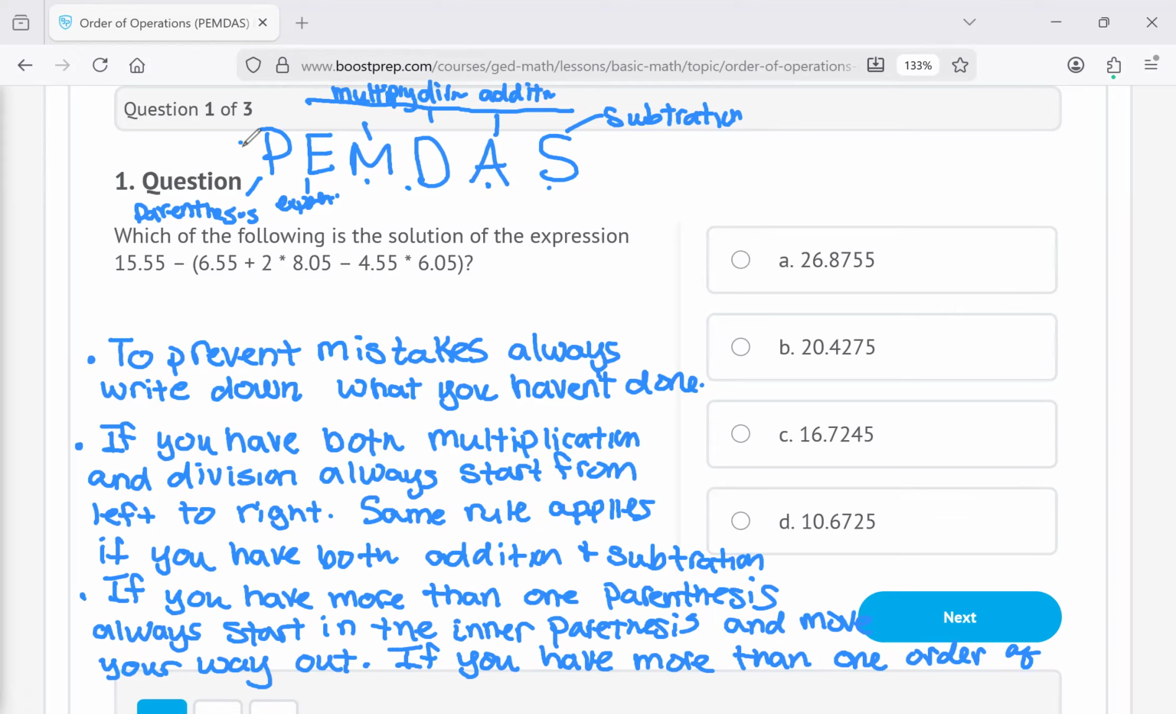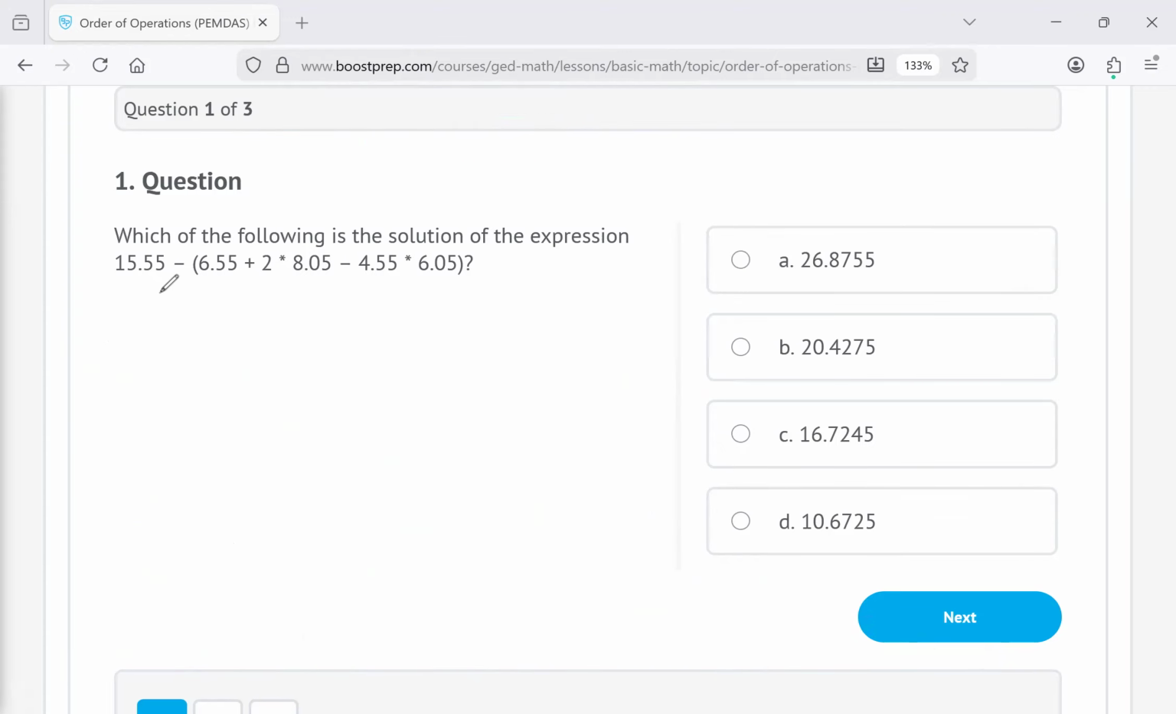I'm going to pause and clear, so go ahead and pause the video if you need to. We are going to do three examples. Let's start with question one. We have to simplify this. Do you see the asterisk? It means multiplication.